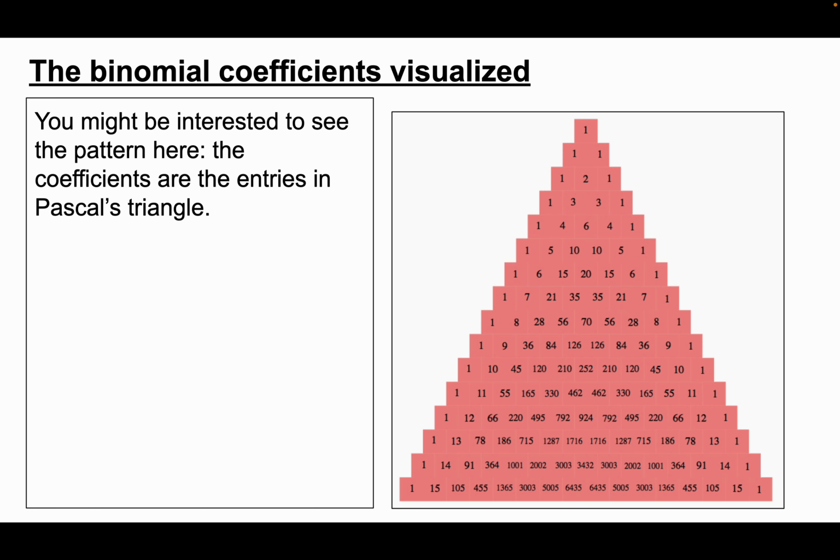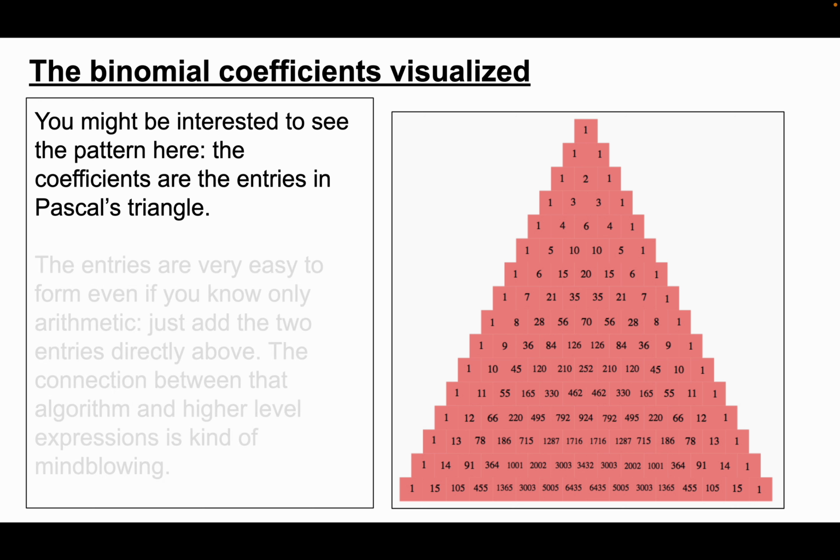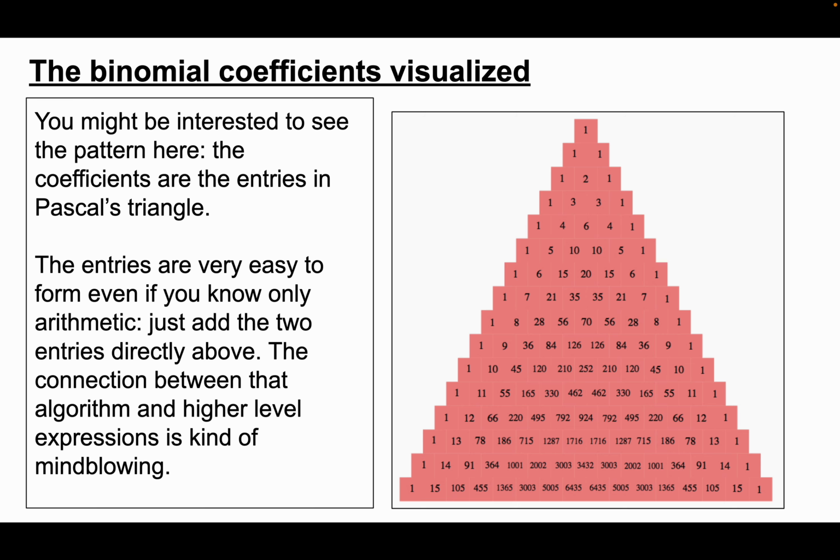Here you can visualize this. You might be interested to see the pattern here. The coefficients are the entries in Pascal's triangle. Remember that you can actually form Pascal's triangle even if you only know basic arithmetic. So imagine a row of zeros here and here. Then the way you get just a 1 here. The way that you get any entry in the triangle is you add the stuff that's basically to the left of an entry and to the right of an entry.